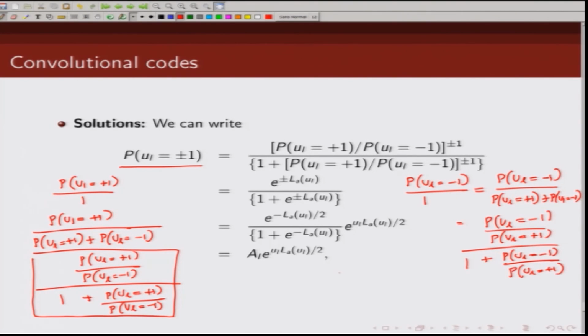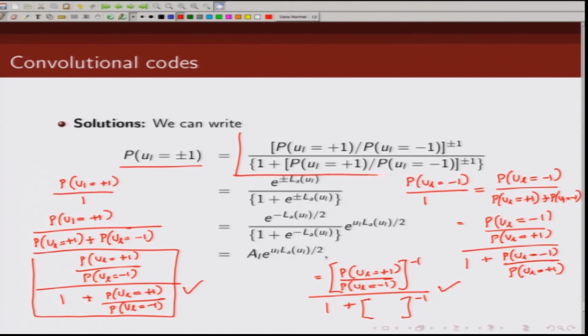Now, this I can also write as probability of UL being +1 by probability of UL being -1 raised to power -1, and this is 1 plus the same thing raised to power -1. So, if I combine this and this, what I get is the first step here. Okay. I can write by combining this and this, I will get this.